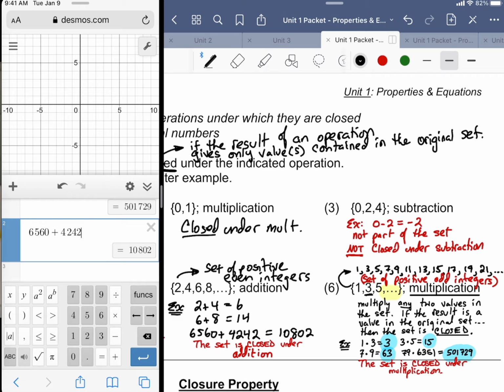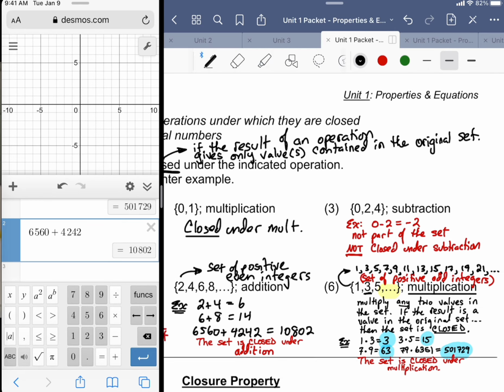All right, you'll notice in each case, I'm not just writing closed or not closed. It's closed under an operation. Because if I said the set of 0, 1, but I use subtraction, it's not closed, because 0 minus 1 is negative 1. That's not part of the original set. So you've got to be specific.